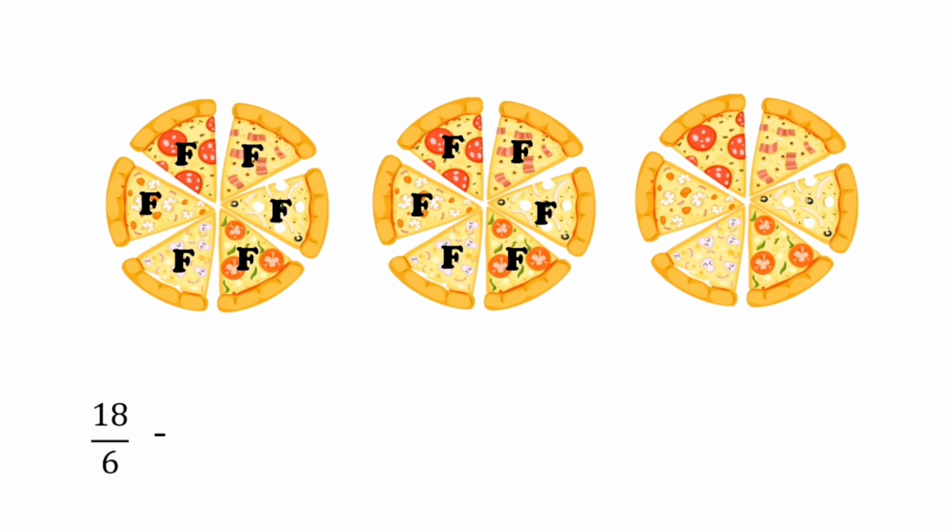Now William took 2 slices for himself. So here we have 1 for William, another 1 for William. So we need to know in all how many slices were taken out. So if we have 1, 2, 3, 4, 5, 6, 7, 8, 9, 10, 11, 12 friends, and William's 2 slices would be 13, 14 slices. So we have 14/6. 14/6 were taken from the 18/6.